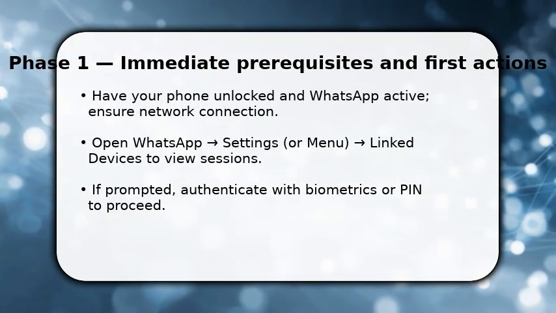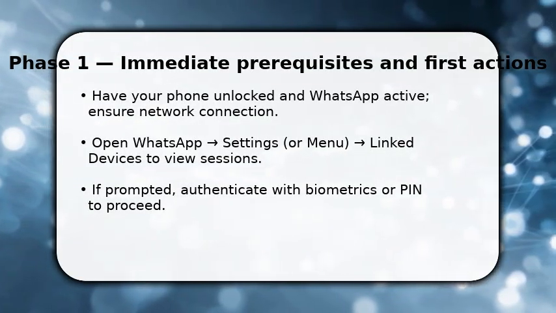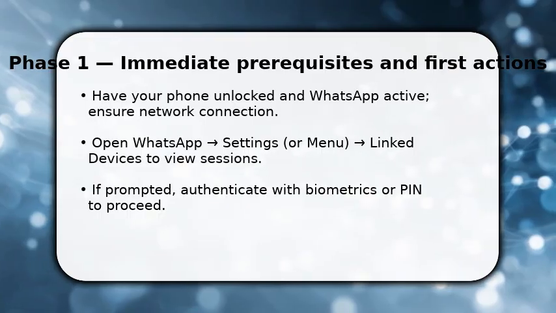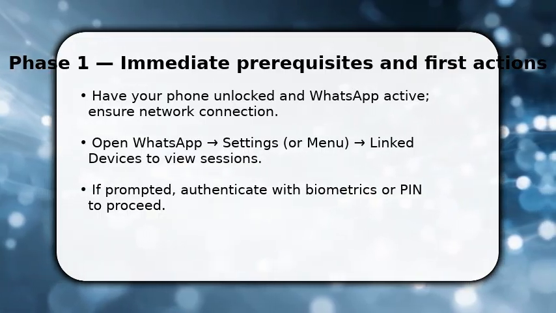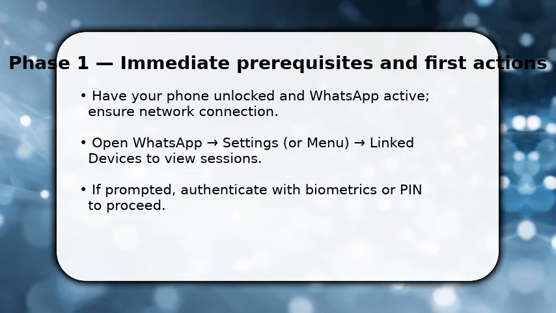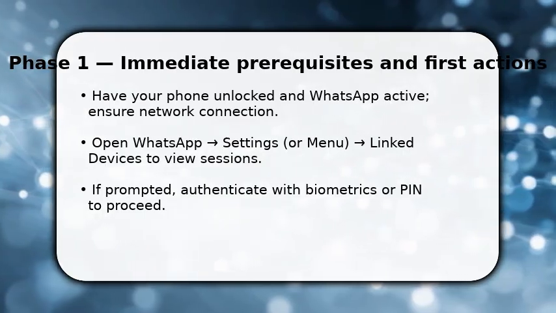You start by getting the essentials ready. Unlock your phone and confirm WhatsApp is online because offline status won't show recent sessions. Once done, open WhatsApp, tap Settings or the three-dot menu, then choose Linked Devices.